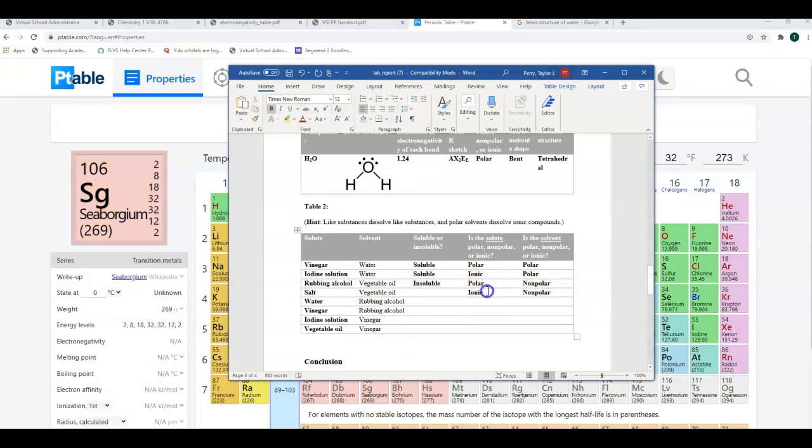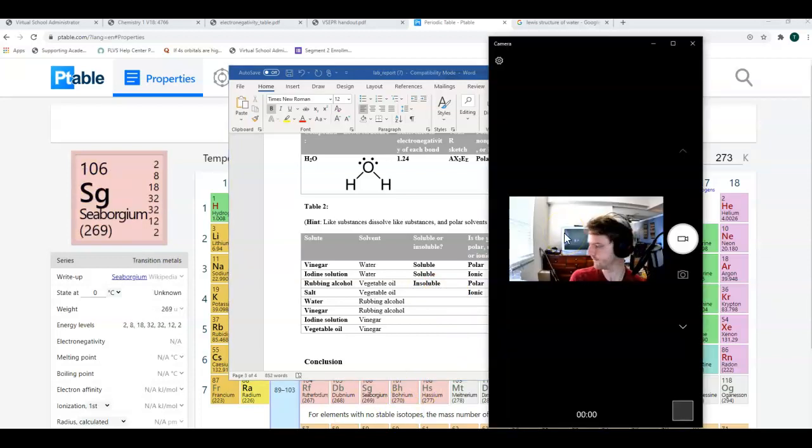Now remember, think about this. An ionic substance is composed of two ions, a positive ion and a negative ion. Since that's the case, this is probably going to be insoluble, because ionic substances are by definition very polar. They have a positive end and a negative end. That's what polarity is. So I'm going to assume that salt is insoluble, but we will do it anyway. I'll show you on screen.